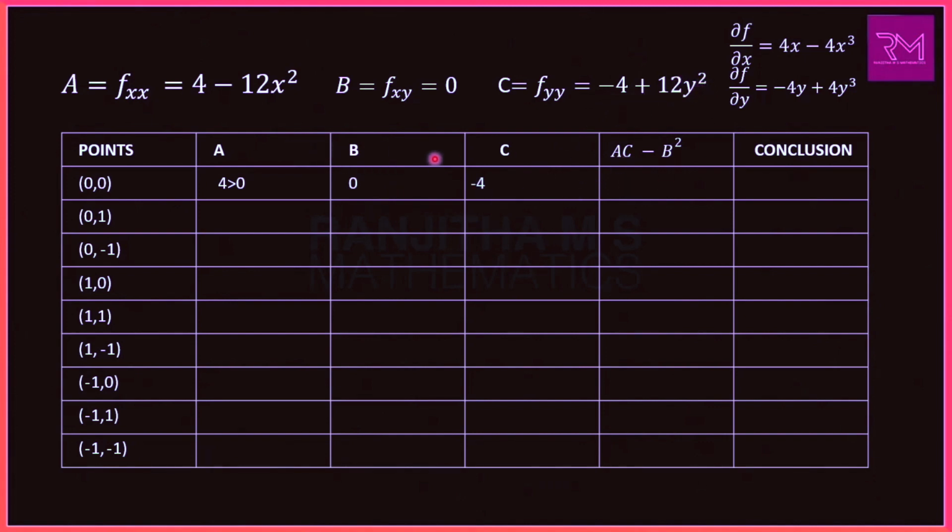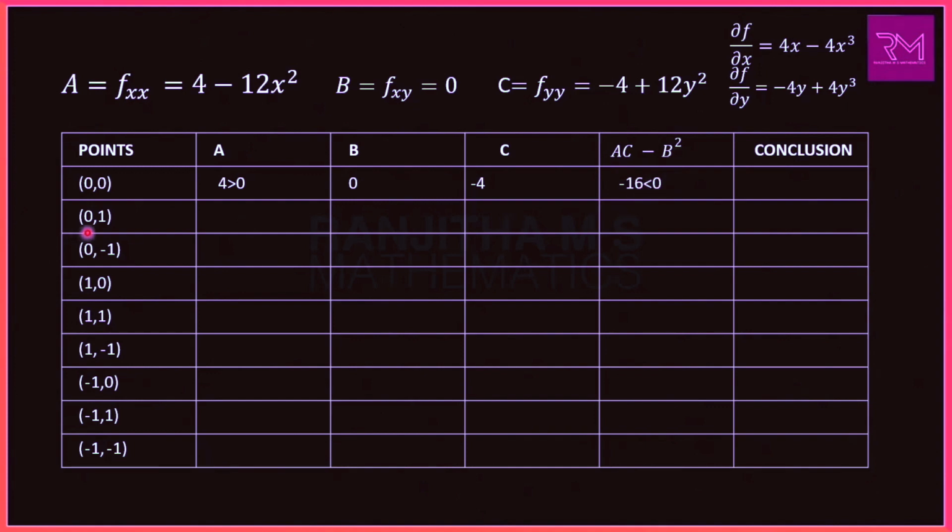After obtaining a, b, c values, we have to find ac minus b square. This is a very important term, that is ac minus b square. Using this ac minus b square only, we have to find the extreme values. So ac minus b square: a is 4 and c is minus 4. Hence we get 4 into minus 4, that is minus 16, minus b square is 0, hence we get minus 16, which is less than 0.